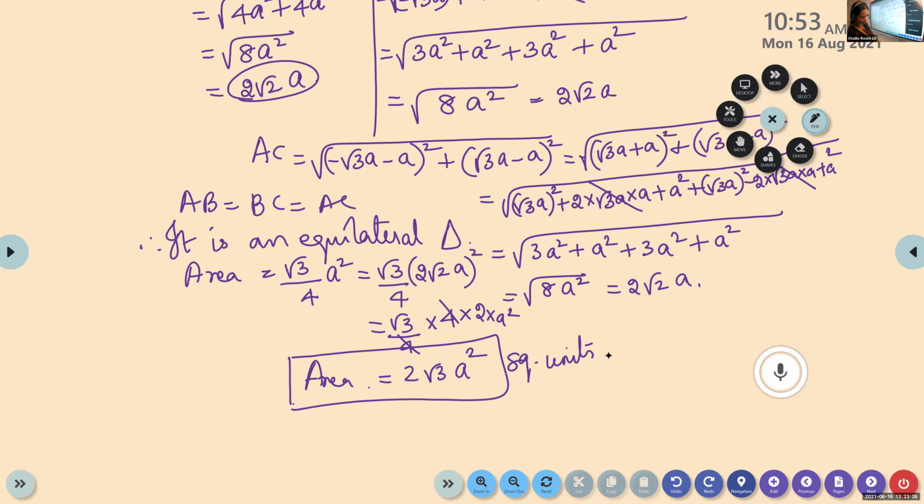This is a board exam question. If three vertices are given, we can check whether it is an equilateral triangle or isosceles triangle and so on. Suppose four vertices are given, then how to proceed? Suppose four vertices are given and you are asked to check, is it a square or is it a rectangle? Four vertices means it is a quadrilateral, isn't it?